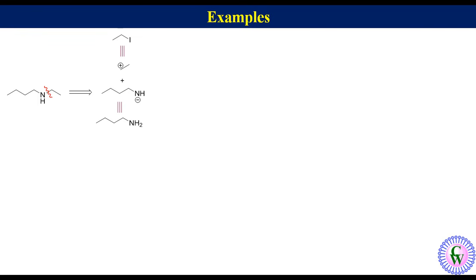But there is a flaw in this synthetic route, because when we allow N-butylamine to react with ethyl iodide to produce ethylbutylamine, the product formed is more reactive than the reactant amine itself. So it will undergo further alkylation to produce tertiary and quaternary amines as side products.